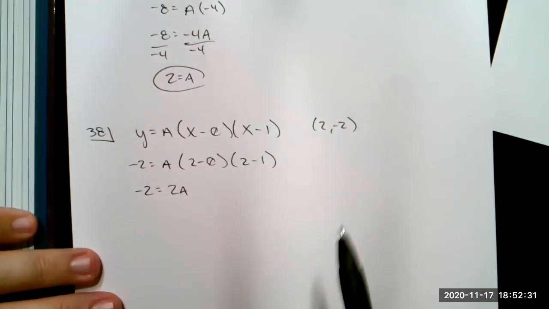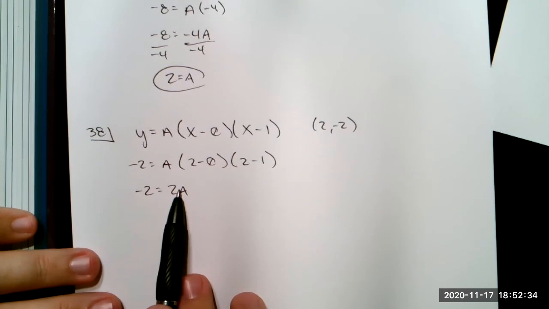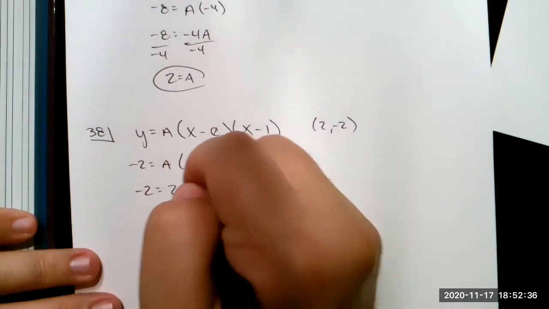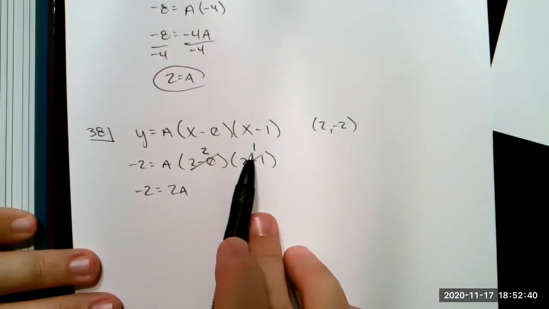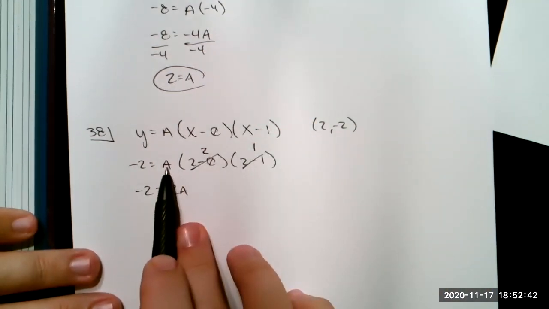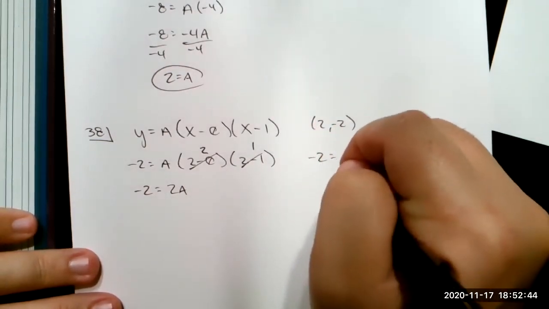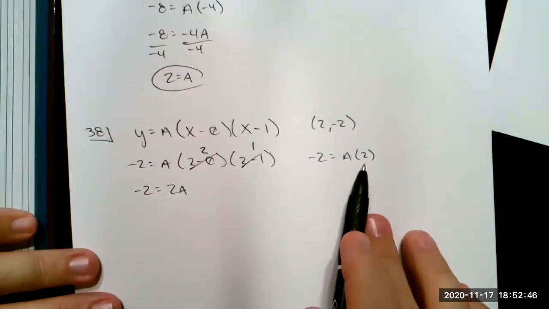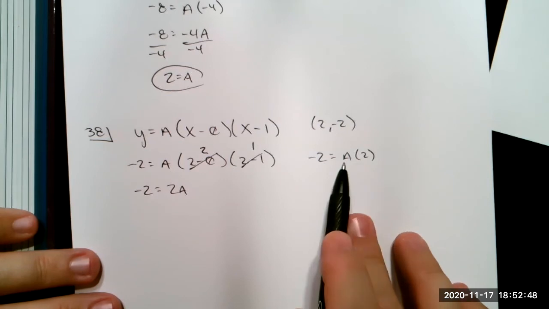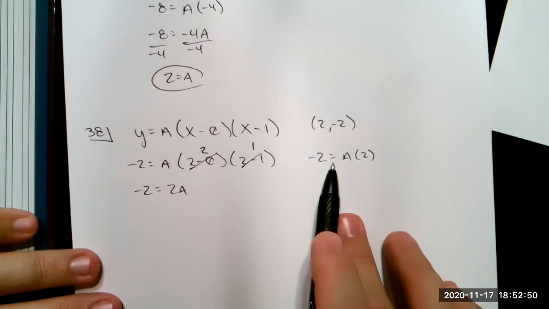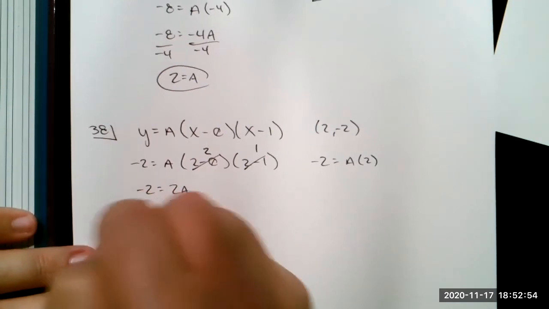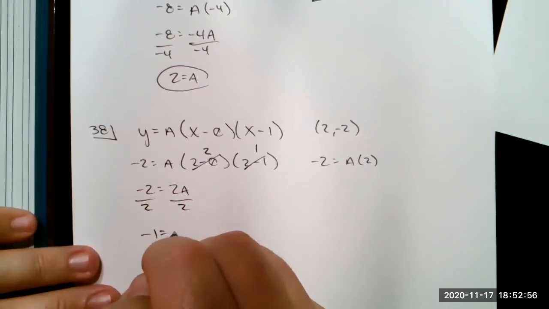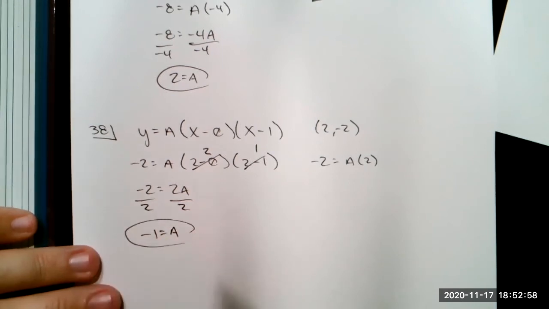You can see that I flip-flopped them right off that step, right? So 2 minus 0 is 2. 2 minus 1 is 1. 2 times 1 is 2. But instead of writing -2 equals a times 2, that bugs me. I like my numbers up front, in front of the variable, so I'm going to write it like that. Now if I want to solve for a, I just divide both sides by 2, and I get a equals -1.